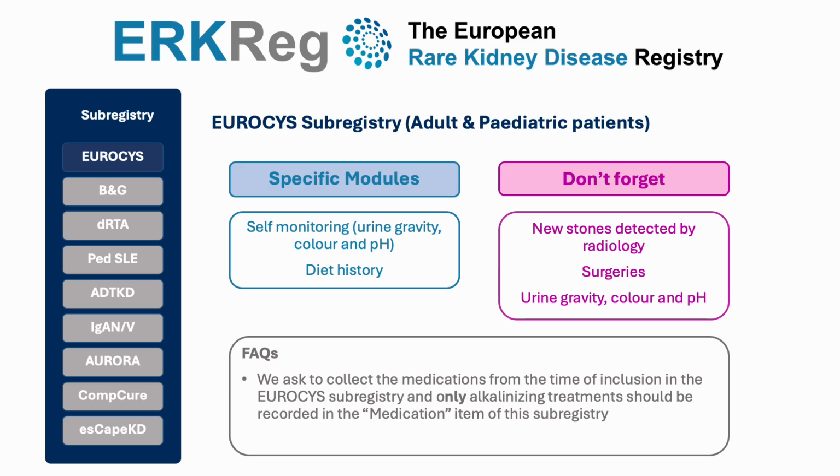ERKReg includes both adult and pediatric patients with cystinuria. In addition to the shared ERKReg modules, ERKReg collects specific information related to stone disease and its management. This includes self-monitoring of urine-specific gravity, color, and pH, diet history, radiological detection of new stones, and information on stone-related procedures and surgeries. When entering medication data, please remember that the medication module is intended for the relevant cystinuria treatment. In particular, only alkalinizing treatments should be recorded in this module.